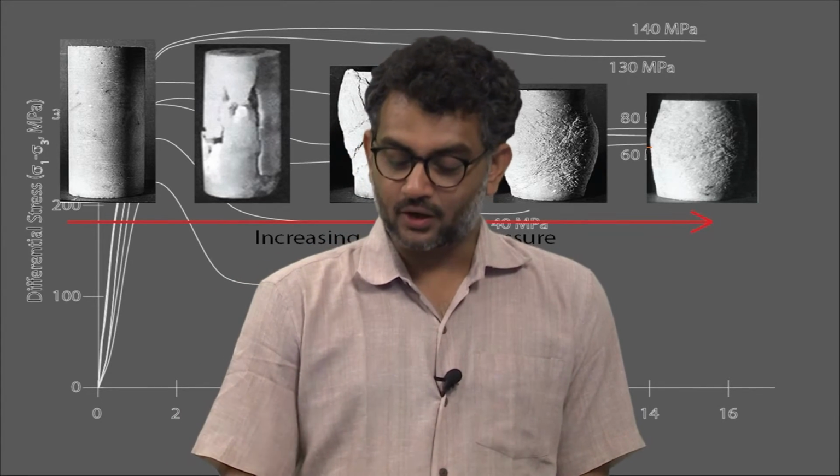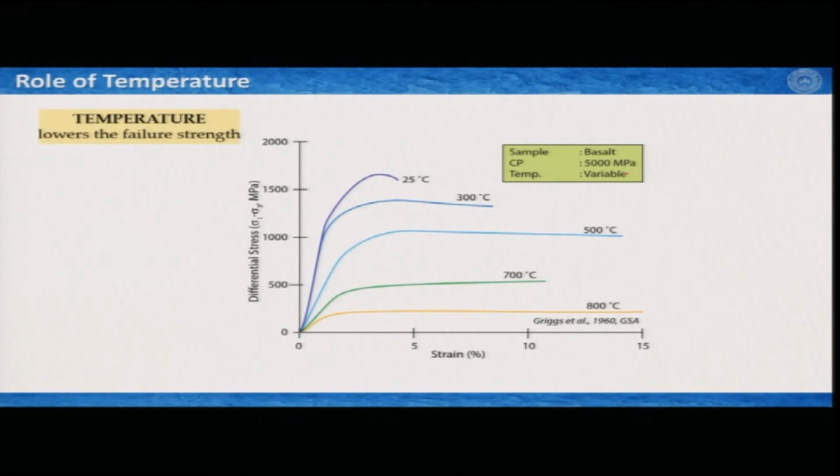So, in this case the confining pressure was 5000 megapascal or 5 kilobar. The strain rate was constant and temperature was variable. So, he wanted to check the effect of temperature on the strength of this basalt. You clearly see that at 25 degrees centigrade the curve looks like this blue curve, and at 800 degrees centigrade the curve looks like this.